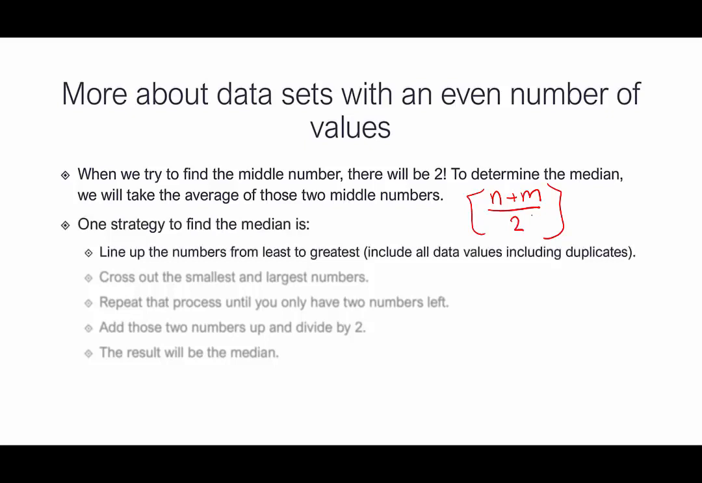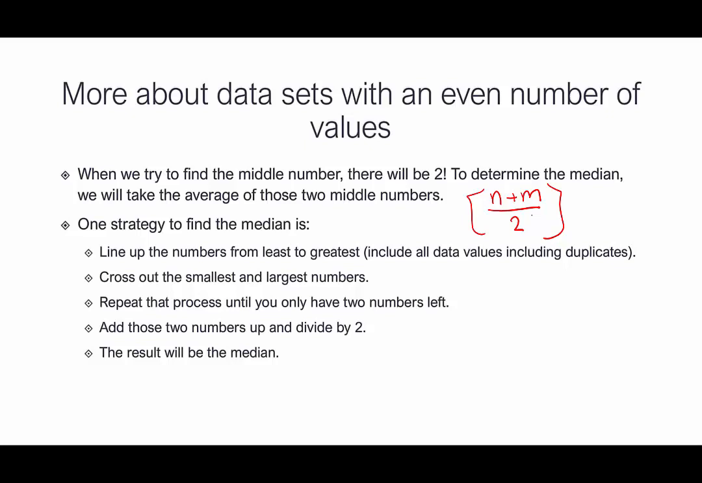One strategy we can use is to line up all of the numbers from least to greatest, just like we did when there was an odd number of values in the data set, and we include all duplicates. Cross out the smallest and largest numbers. We repeat this process until we only have 2 numbers left. We add those numbers together and divide by 2, and the result will be the median.